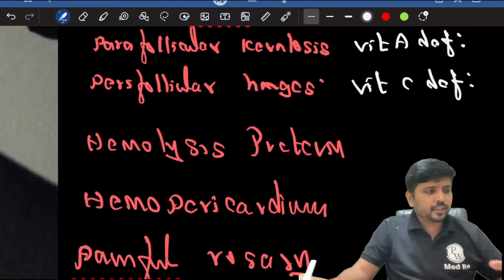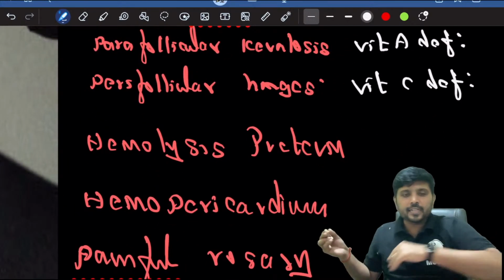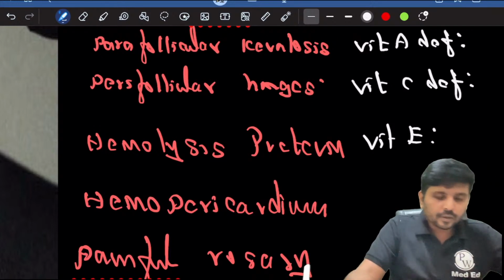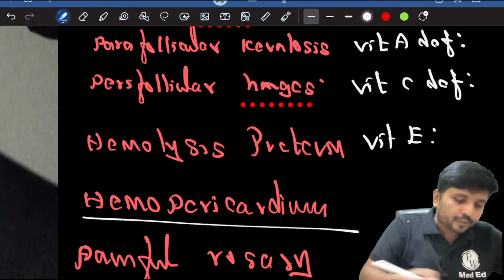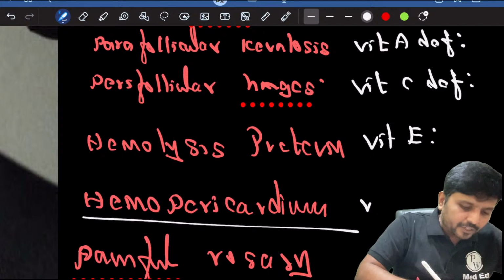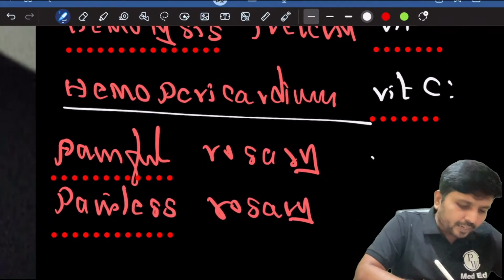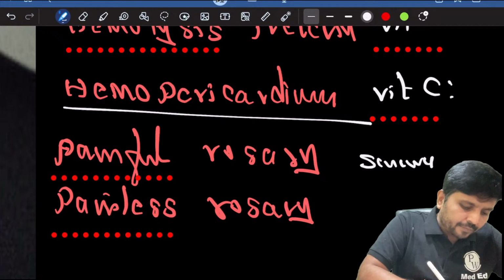Which vitamin is associated with the hemolysis in preterm? Vitamin E. Hemopericardium associated with which vitamin deficiency? Vitamin C. Painful rosary, scurvy, vitamin C.